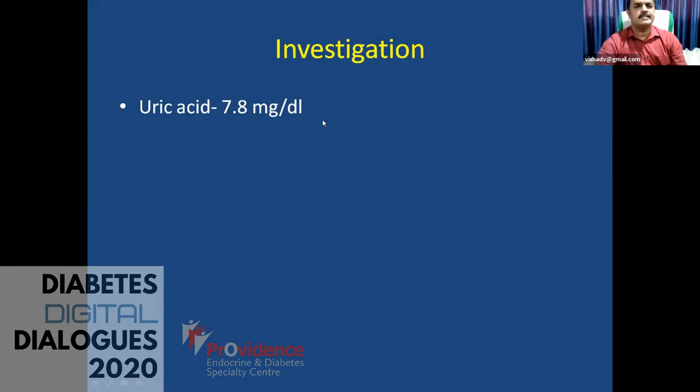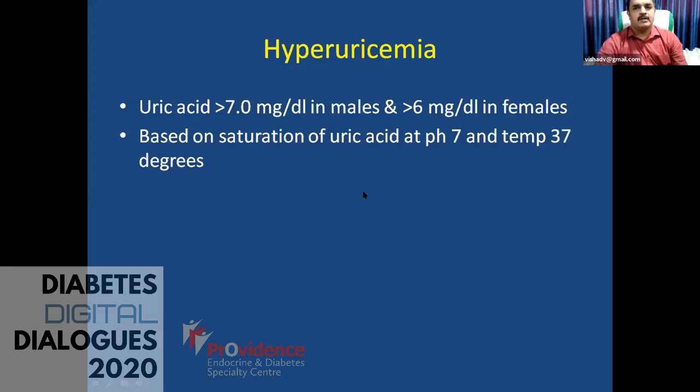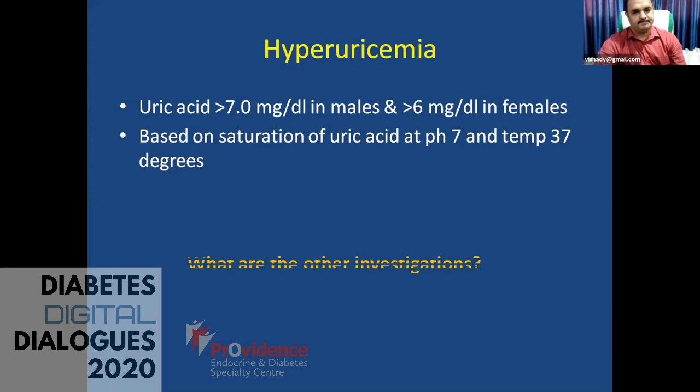He had no history of any gout or any other comorbidities. On investigation, his uric acid was 7.8 milligram per deciliter. So by definition, he met the criteria for hyperuricemia. Hyperuricemia is defined as a uric acid more than 7 milligram per deciliter in males and 6 milligram per deciliter in females. This is based on the saturation kinetics of uric acid at a pH of 7 and temperature 37 degrees. Beyond this concentration, uric acid can tend to crystallize. Hence, these cutoffs have been used.